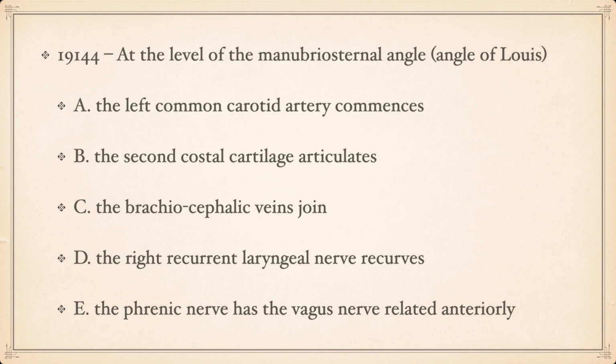Very similar question here. This is a type A question, and again, it is related to the transverse thoracic plane. At the level of the manubriosternal angle, the angle of Louis: the left common carotid artery commences, the second costal cartilage articulates, the brachiocephalic veins join, the right recurrent laryngeal nerve recurves, and the phrenic nerve has the vagus nerve related anteriorly. I'll give you a chance to pop down your answer.